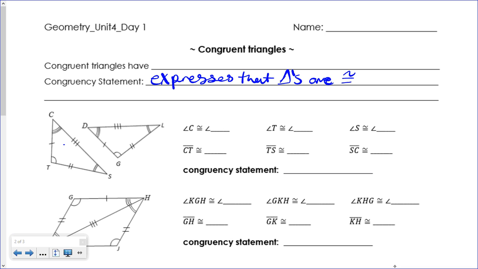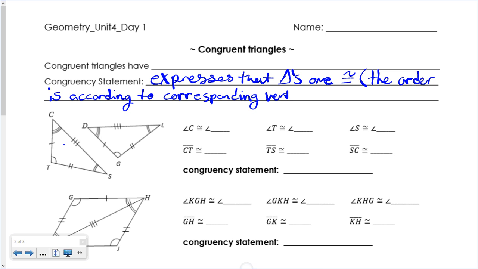Now, the way that you write this is where the details are super important. I'm going to start a parenthetical expression here. You can't just randomly name the triangle however you want to. The order is very specific. The order is according to corresponding vertices, vertices being the plural of vertex. I'm going to explain what I mean by that once we start getting into the examples.